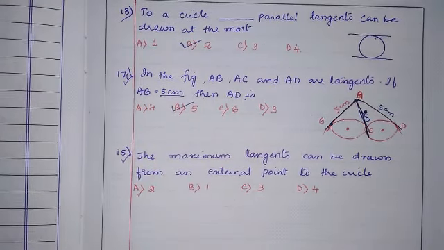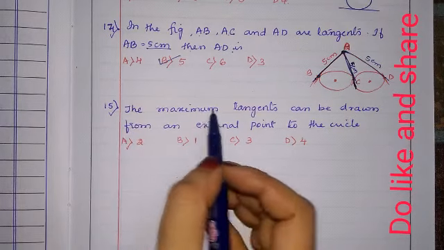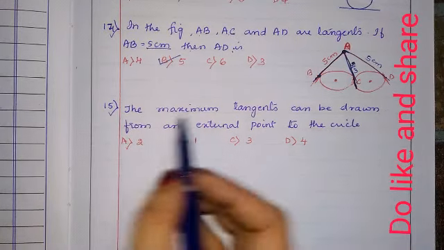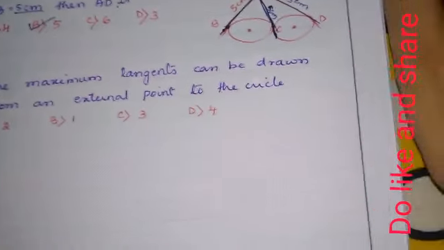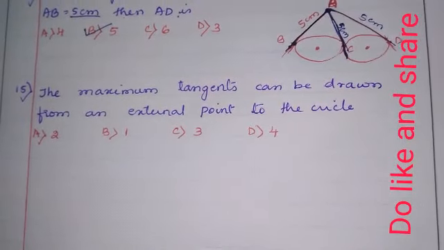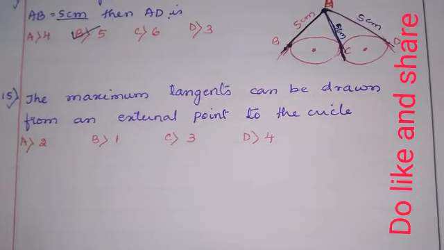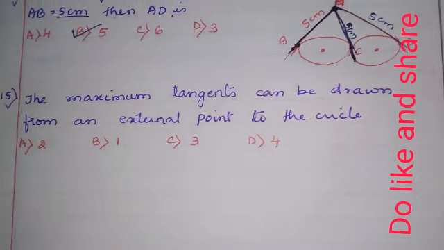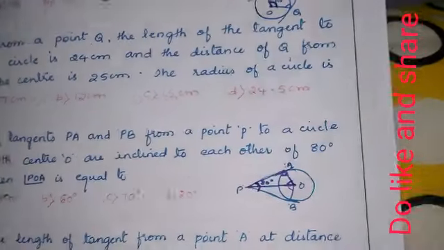Let us see the next question. Question number 15. The maximum number of tangents that can be drawn from an external point to a circle is 2. So this type of problem you can expect in your examination.